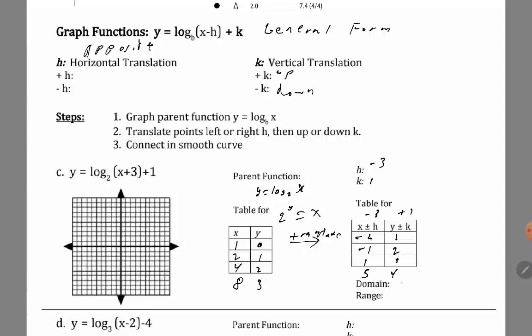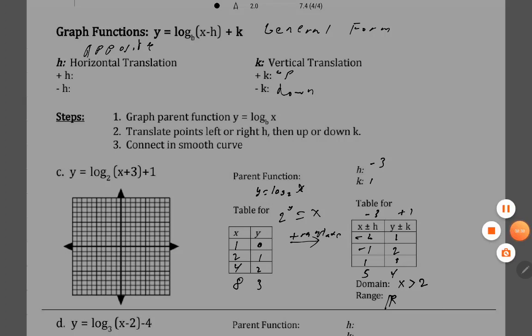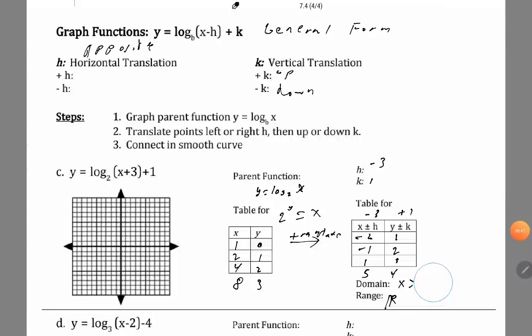So our domain is x is greater than -3, and our range is still all real numbers. Sorry, one second. The domain x is greater than -3. So remember before, when we were doing exponentials, we had our y always greater than our k value.